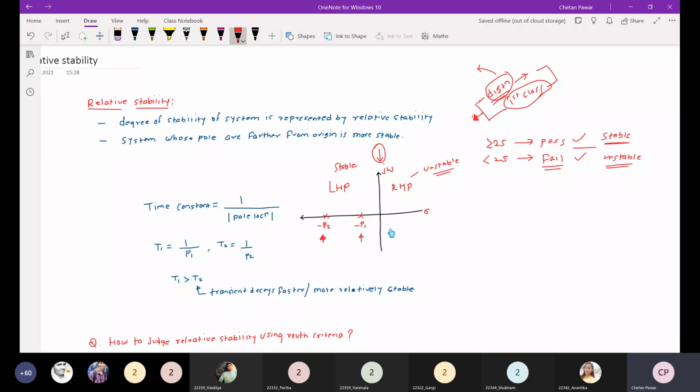As we know, the time constant is equal to 1 upon the mod of the pole location. So the first system's time constant is 1 upon P1 and the second system's time constant is 1 upon P2. Now you tell me, which system will have the less transient time, or we can say rise time or fall time? I will just mention it as transient time. Out of P1 or P2?